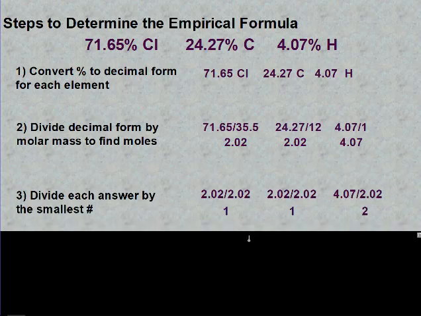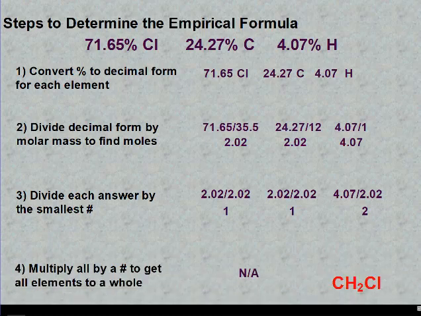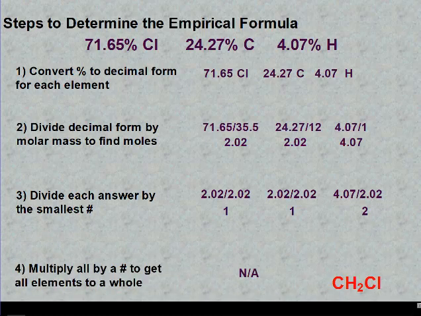Then you're going to divide each answer by the smallest number of moles, because we're trying to find a mole ratio. So of these, 2.02 is the smallest, so we're going to divide all of them by 2.02. At this point, it's either going to come out to a whole number or something very close to a whole number or a fraction number. So if it comes out to a fraction number, you're going to leave it as a fraction, and then we'll have to do the next step, which is multiply to get whole numbers.